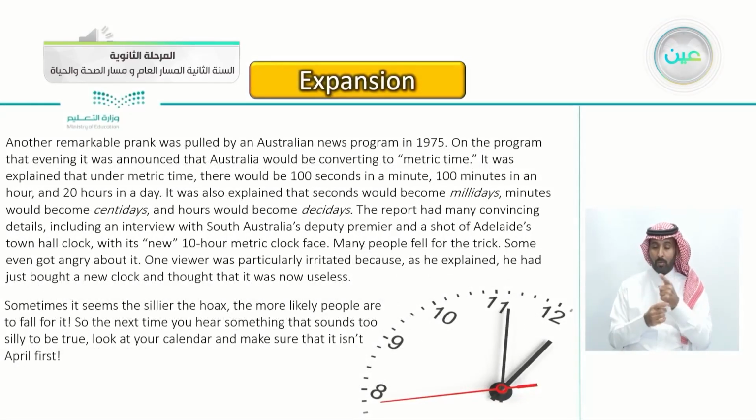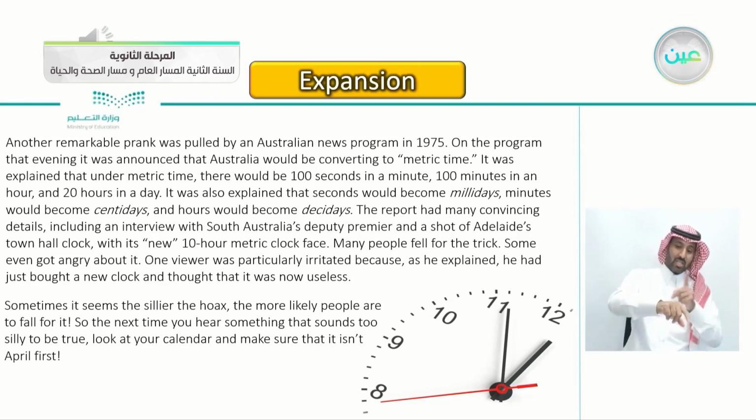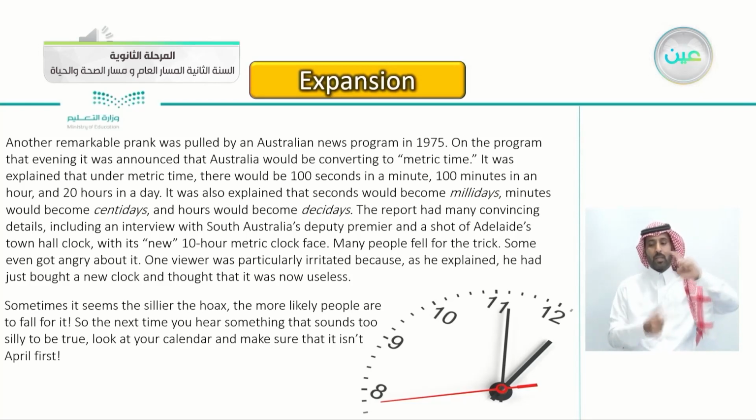Another remarkable prank was pulled by an Australian news program in 1975. On the program that evening it was announced that Australia would be converting to metric time. It was explained that under metric time, there would be 100 seconds in a minute, 100 minutes in an hour, and 20 hours in a day. It was also explained that seconds would become millidays, minutes would become centidays, and hours would become decidays.